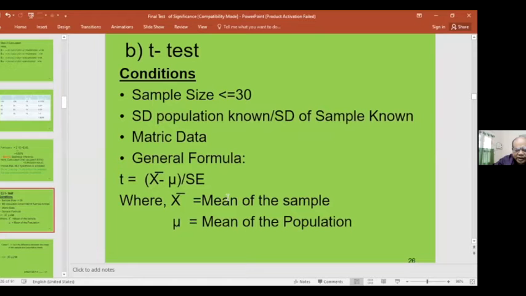How do you calculate the standard error? Standard error is the standard deviation of the population divided by root n. And remember that your standard error is also related to your alpha. How much error you are allowing in testing your hypothesis is decided by the alpha, and this standard error checks how much error by chance is there.